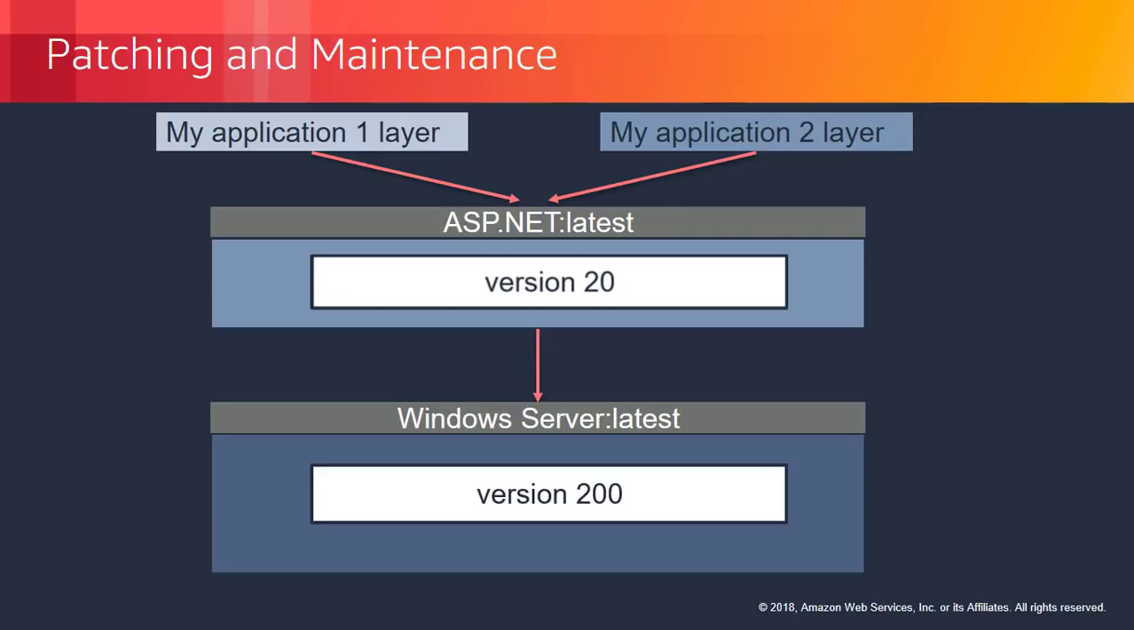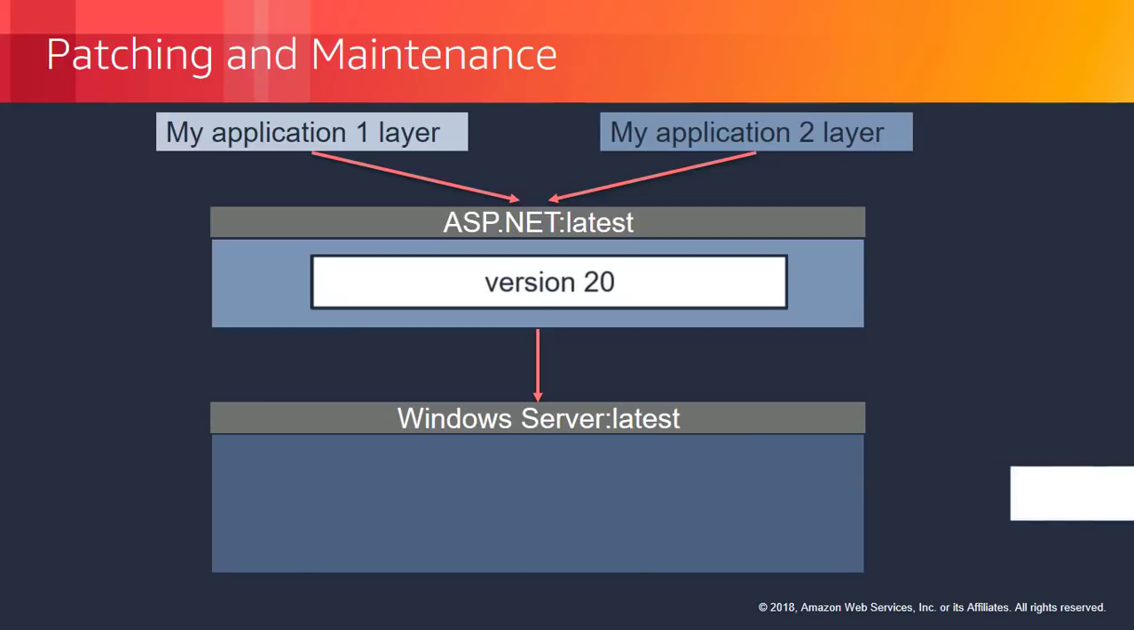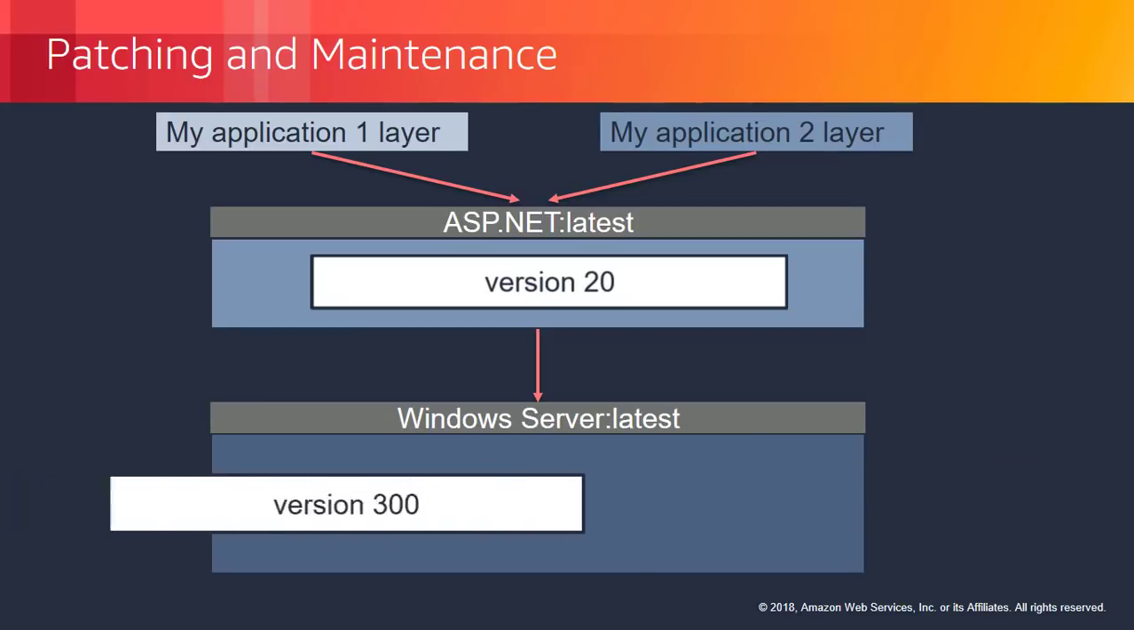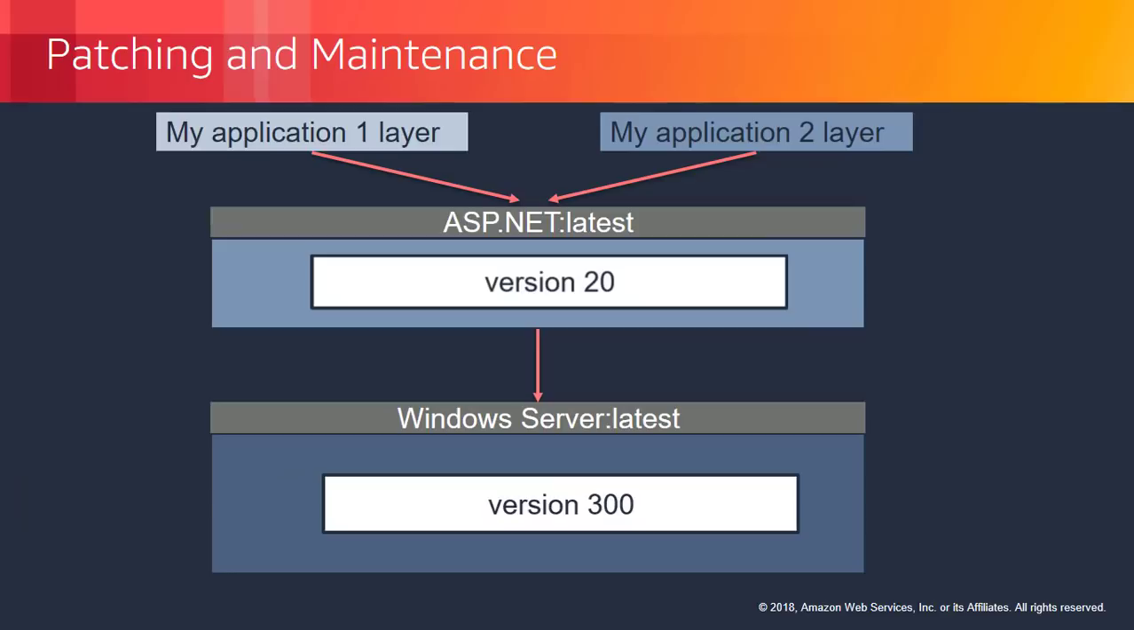Same for Windows Server. Let's say instead of running version 200, I'm going to upgrade to another version, the latest version from Microsoft patch, running version 300. The ASP.NET layer depends on the Windows Server latest image, so when you build this application, it still will function. Still, you need to test the application, but the patching and maintenance is super easy with Windows containers.